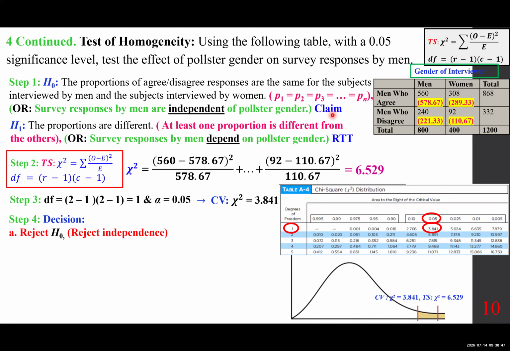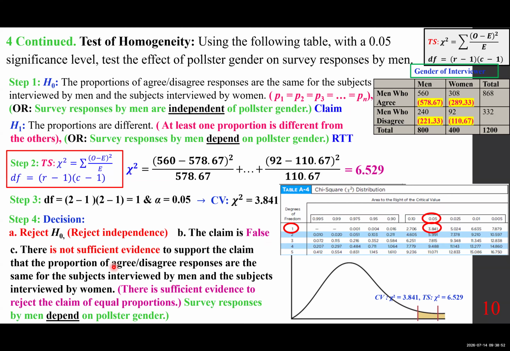If you're rejecting a claim, in essence the claim becomes false. There is not sufficient evidence to support the claim that the proportion of agree-disagree responses are the same for the subjects interviewed by men and the subjects interviewed by women. There is sufficient evidence to reject the claim of equal proportions. Survey responses by men depend on pollster gender. Please understand, these are various ways of answering it. You don't have to write all of those, but I'm just writing them. This is one way, the red one is another, and the green one is the third way to answer that. I just want you to be familiar with all of it.